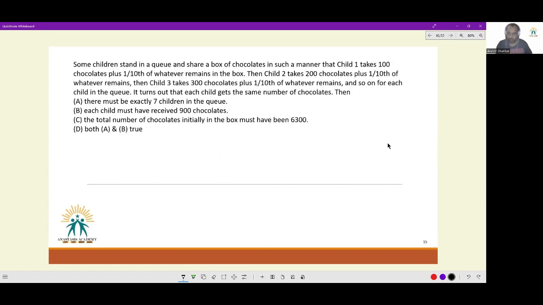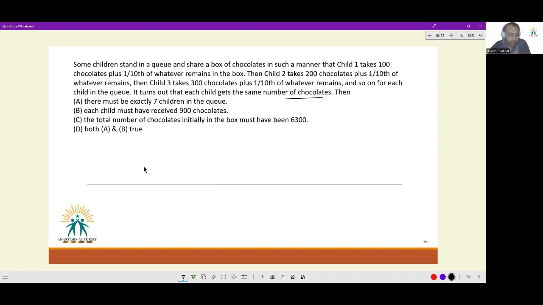Okay, next question. Some children stand in a queue and share a box of chocolates in such a manner that child 1 takes 100 chocolates plus 1/10 of whatever remains in the box. Then child 2 takes 200 chocolates plus 1/10 of whatever remains. Then child 3 takes 300 chocolates plus 1/10 of whatever remains. And so on for each child in the queue. It turns out that each child gets the same number of chocolates. Then, so on and so forth, these options are given.